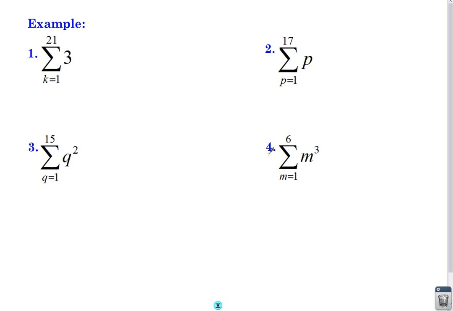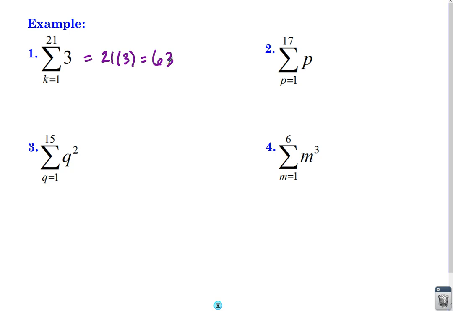Okay, push pause, give it a try, and then come back and see if you get the same thing that I have. Hopefully you do. If not, well, try again. So hopefully you paused it and came back. So I have the summation from k equals 1 to 21 of 3. So I have 21 terms of 3. So 21 times 3. The summation of this would be 63.